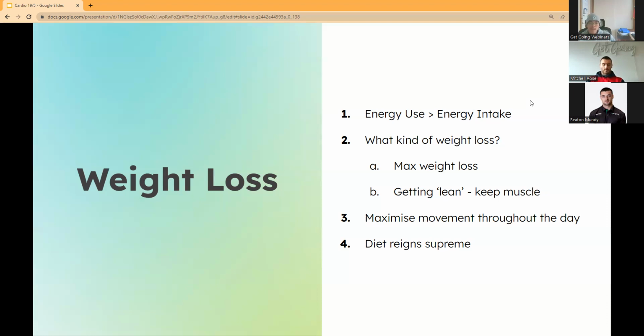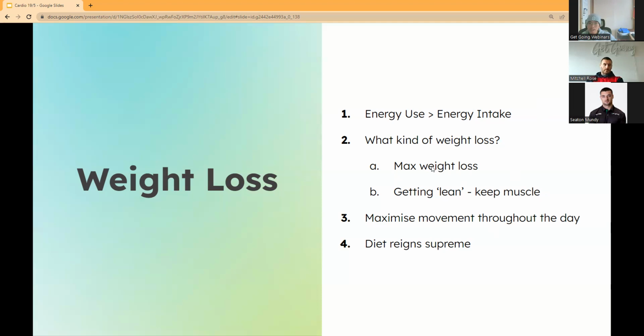The second thing we want to consider is what kind of weight loss. All right. So for some people, they might just want to focus on losing as much weight as they can, which is perfectly fine. But for some other people, they might want to get, quote unquote, lean. So in this case, they want to lose a bit of fat, but also keep a bit of muscle. So here we've got to consider how cardio sessions can fit in with strength sessions. Okay. So we'll talk a bit more about that and how to weave those two together. But that's a really important topic to discuss, which I'll talk about later.